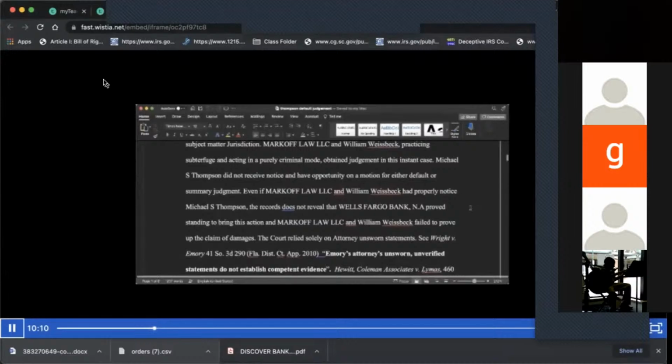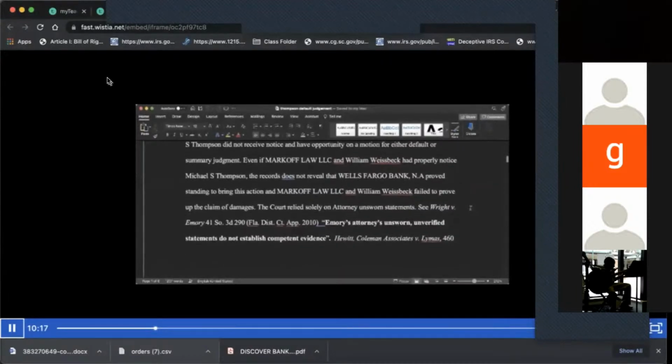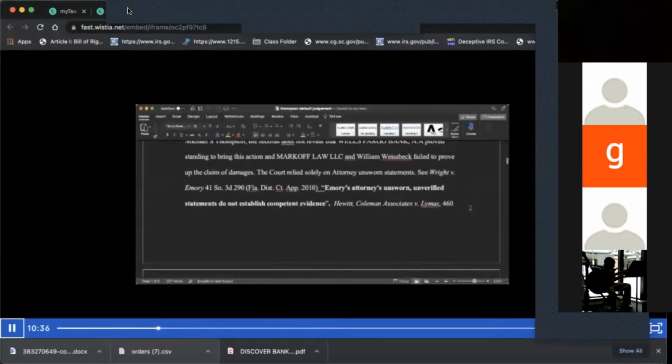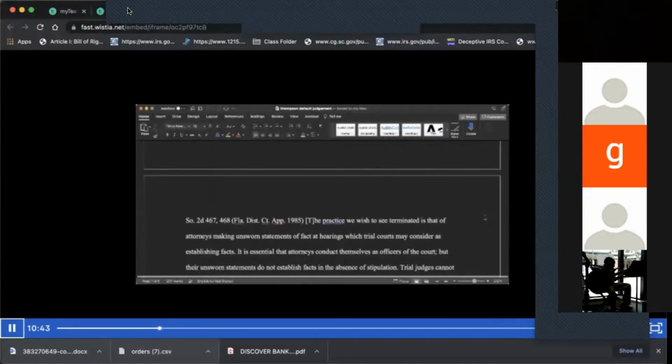had properly noticed Michael S. Thompson. The record does not reveal that Wells Fargo Bank N.A. proved standing to bring this action, and Markov Law LLC and William Weisberg failed to prove up the claim of damages. The court relies solely on attorney unsworn statements. See Wright versus Emory's. Attorney unsworn verified statements do not establish competent evidence. Hewitt Coleman Associates versus Lemus 460. I won't read all of that.